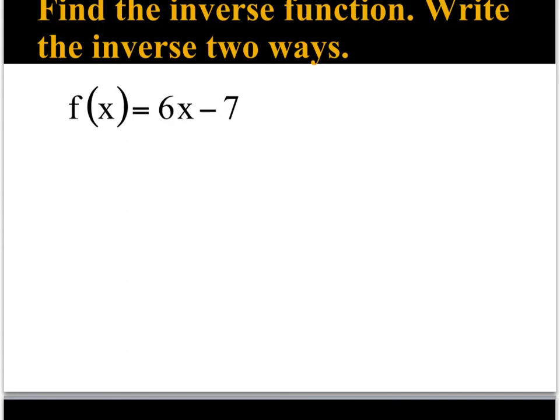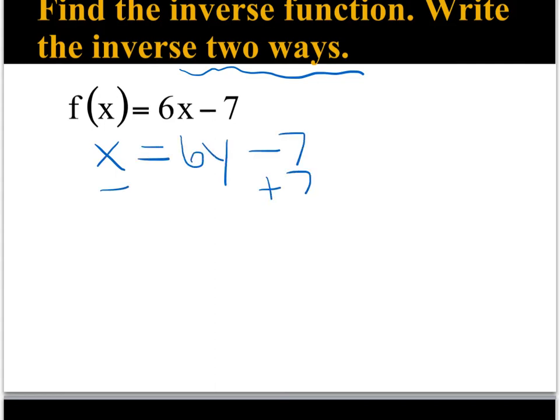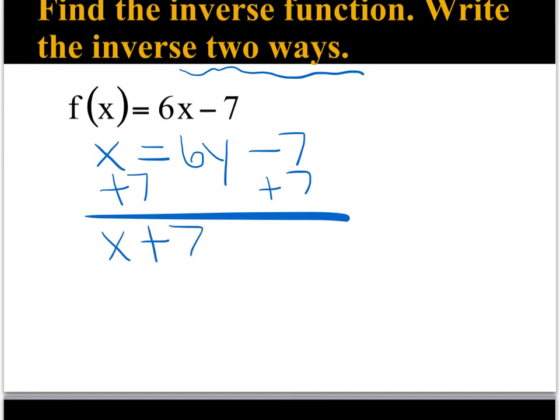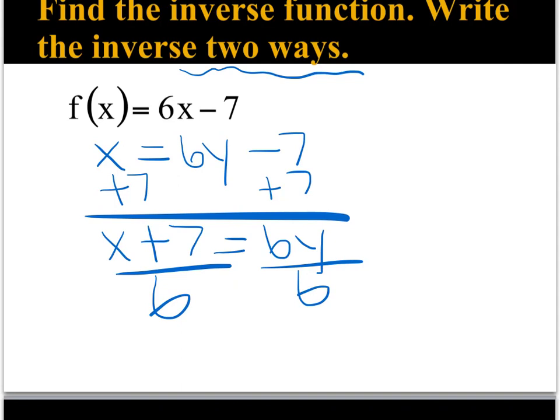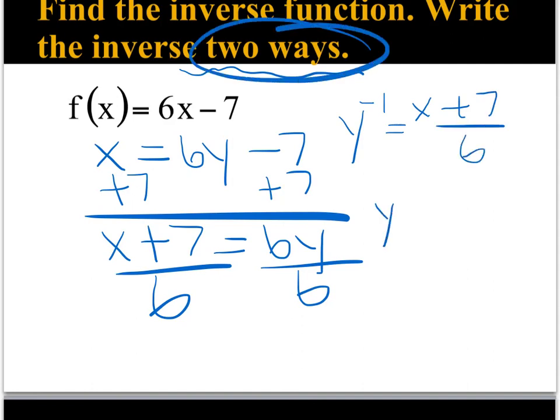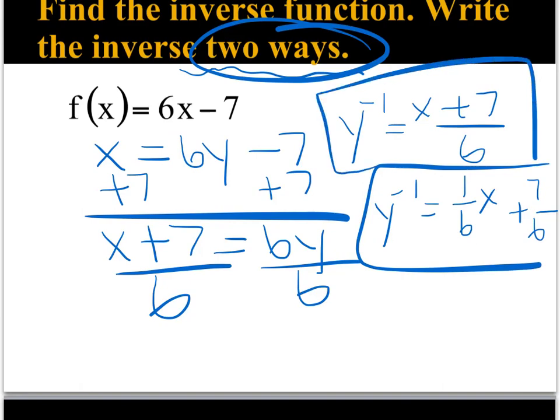If I'm asked to find the inverse, and I have to write them two ways, I have to switch the x and the y and solve for y. So I add 7, and I get x plus 7 equals 6y, and then divide by 6, and I end up with x plus 7 over 6. So the inverse of y, remember that little negative 1 on top in the exponent just means the inverse of y, is either x plus 7 over 6, or remember I have to write it in two ways, so it is also 1/6 x, or x over 6 plus 7 over 6. I will ask you to write it both ways on the test.